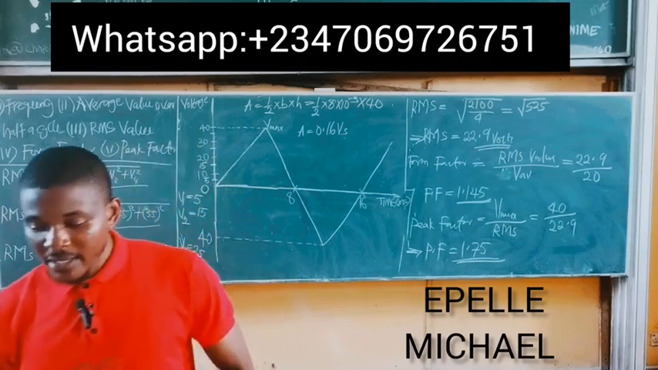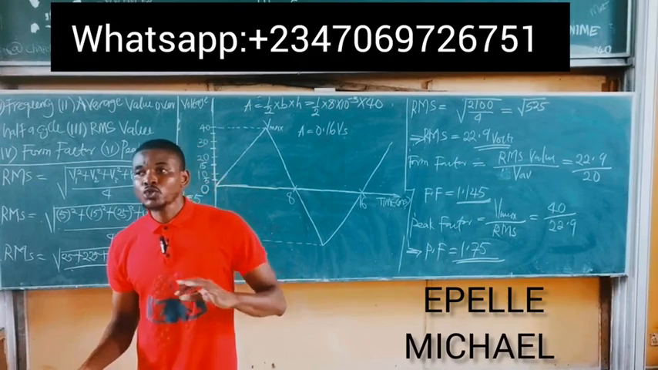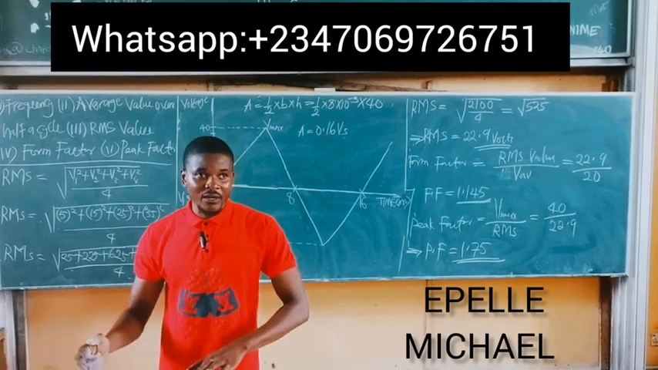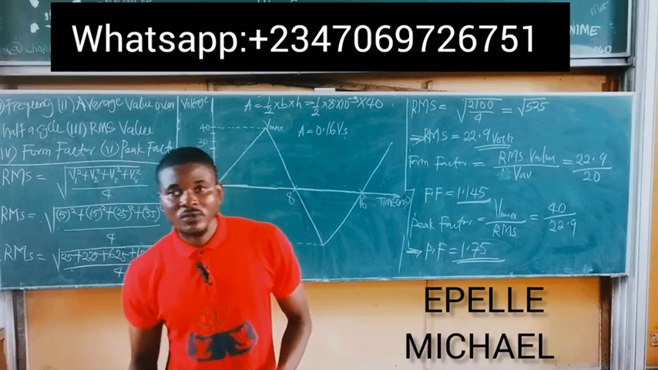Okay, so we're going to try when it is sinusoidal. I will also show you when it is square or rectangular. And I think that's all for now, that three. So let's go to sinusoidal waves.